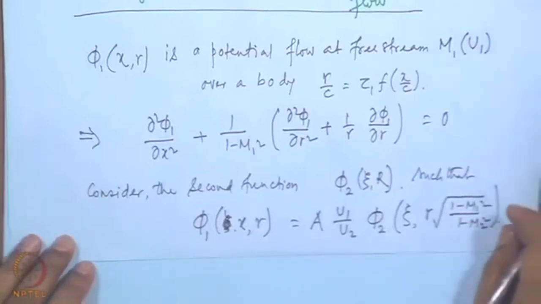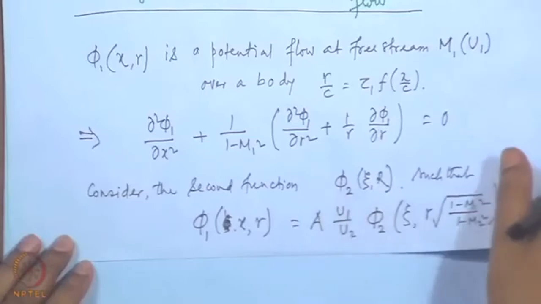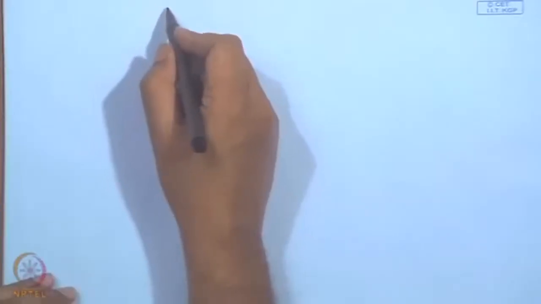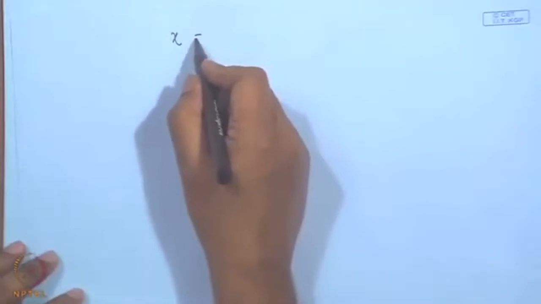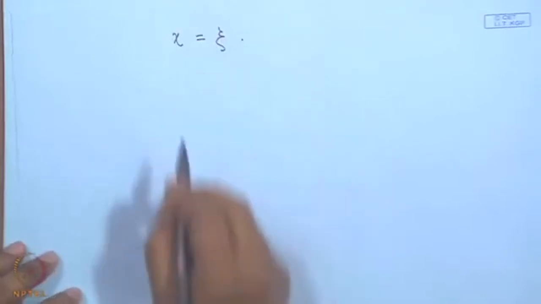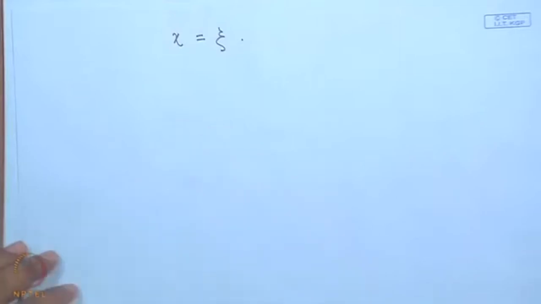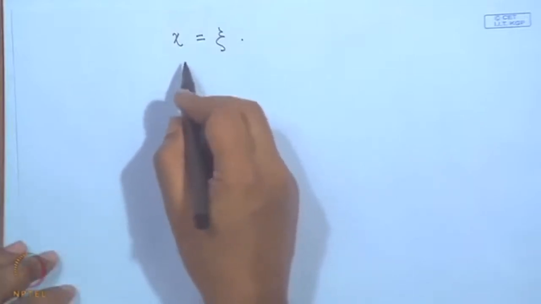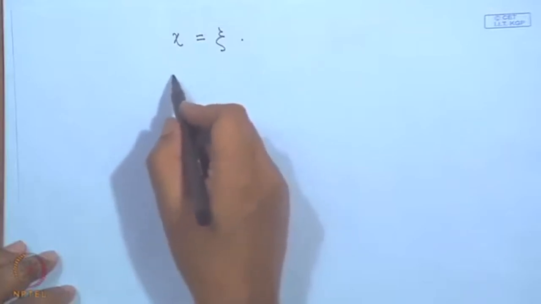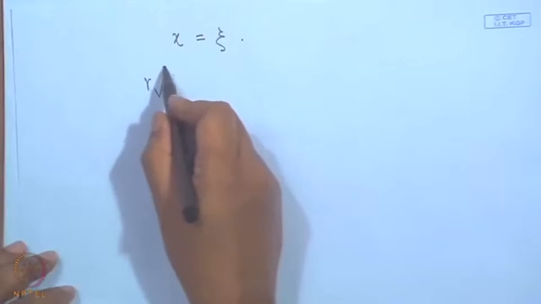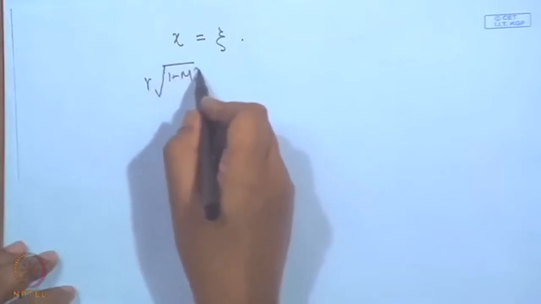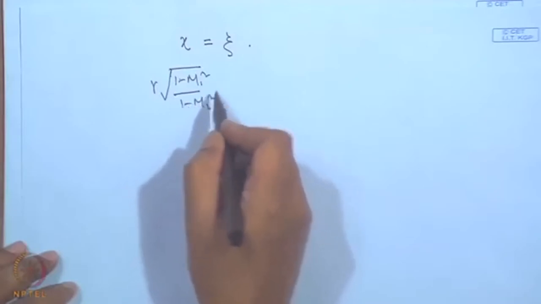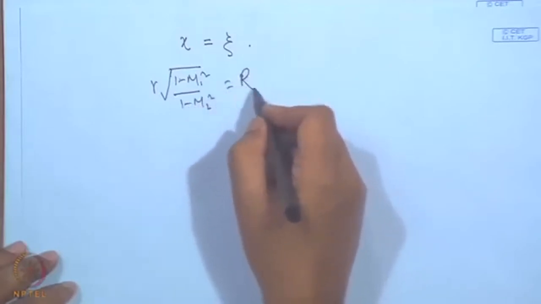The same definition for the second function as we have used earlier, and so the associated transformation is x equal to xi, and r into root over 1 minus M 1 square by 1 minus M 2 square equal to r.